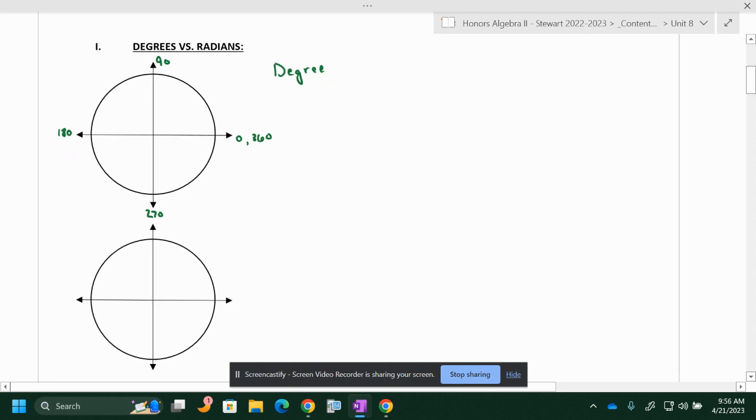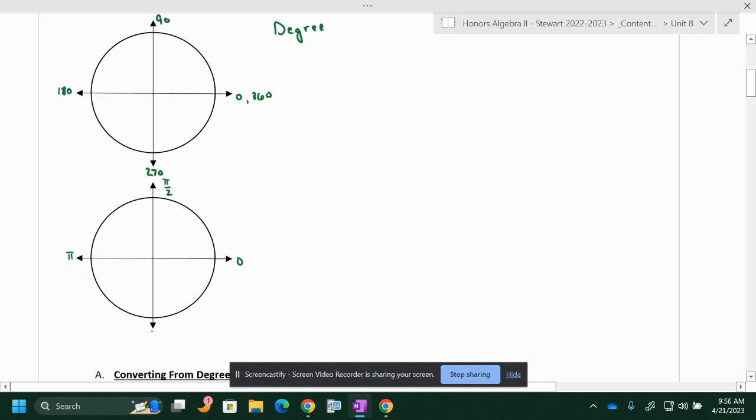We go counterclockwise. We start at 0 as well, but then we go to pi over 2, pi, 3 pi over 2, and then 2 pi. So one full rotation in radians is 2 pi. Radians are measured in pi for the most part. So a half, or 180 degrees, would be pi. These pretty much match up verbatim. So 90 is pi over 2, and 270 is 3 pi over 2.